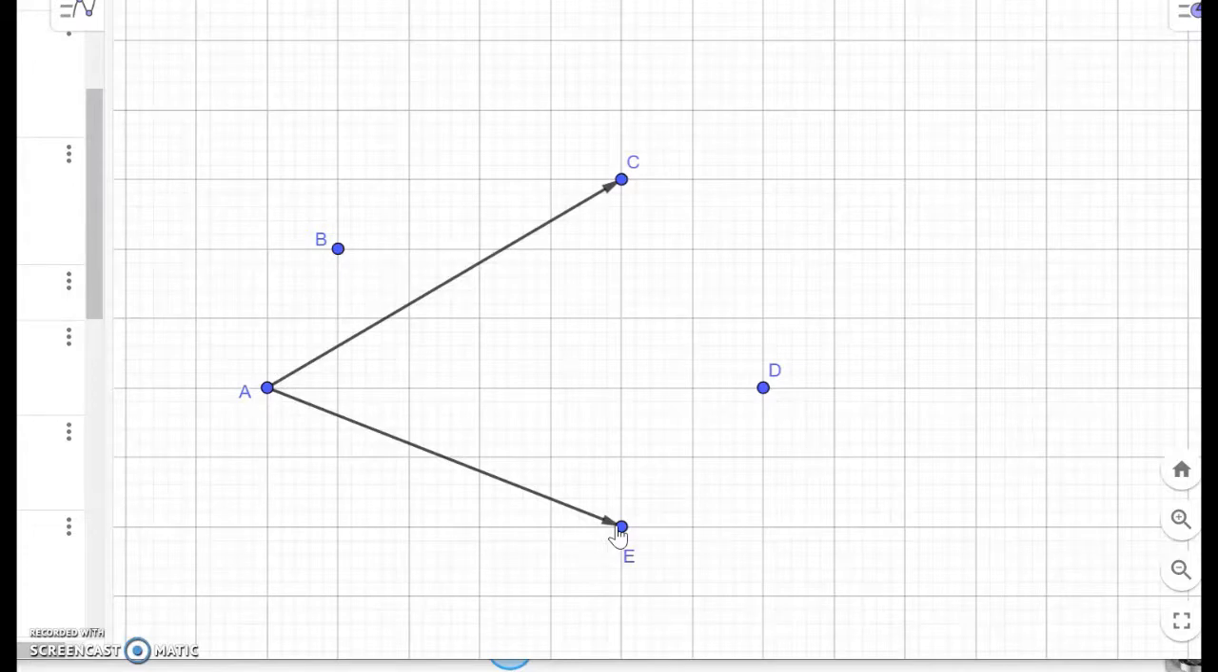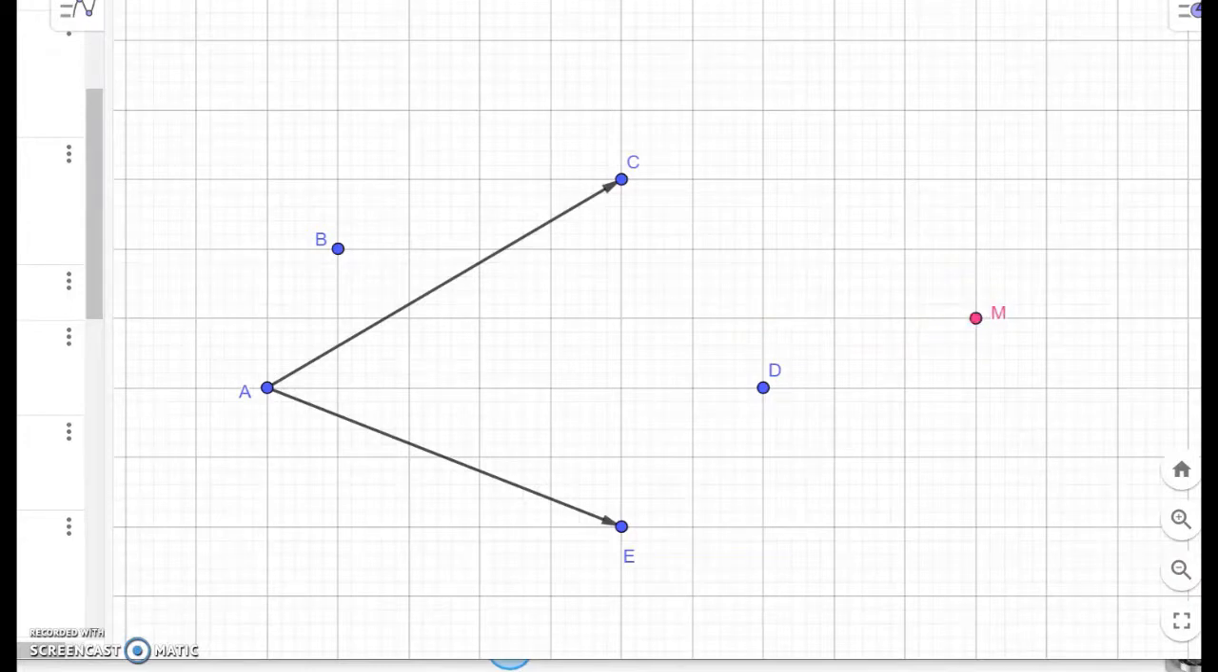So how can we do this easily? Notice here, to move from A to E, I move 2 units downwards, then 1, 2, 3, 4, 5 units to the right. So from A to E, I move 2 down, 5 to the right. So from C to M, I should also move 2 down and 5 to the right. So move 1, 2, then 1, 2, 3, 4, 5. And here we should have the fourth vertex of the parallelogram.